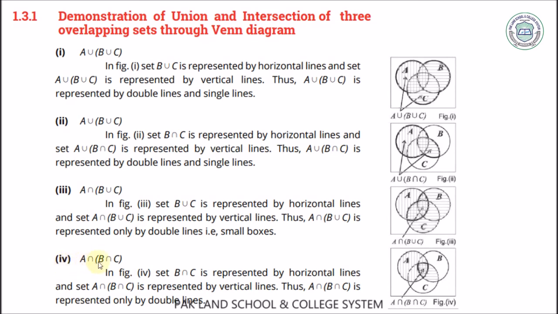Fourth point, A intersection (B intersection C). In figure 4, set B intersection C is represented by horizontal lines, and set A intersection (B intersection C) is represented by vertical lines. Thus A intersection (B intersection C) is represented only by double lines, horizontal and vertical.